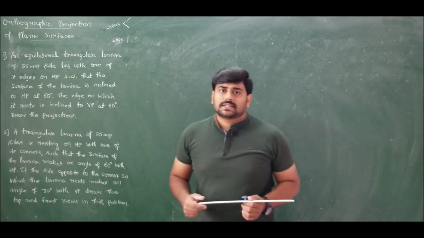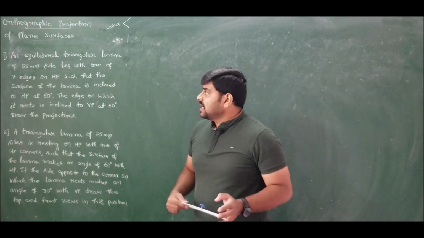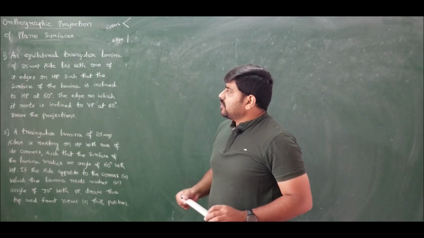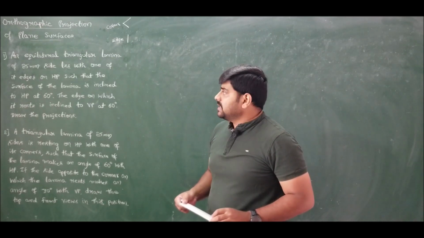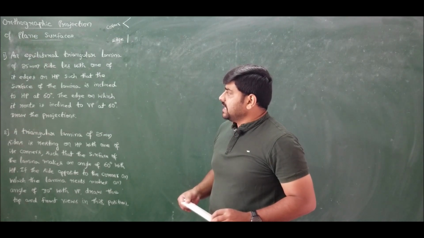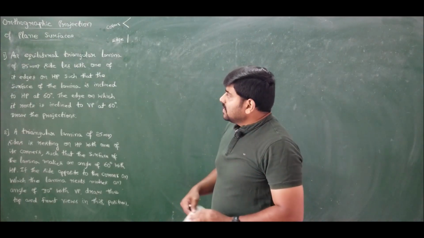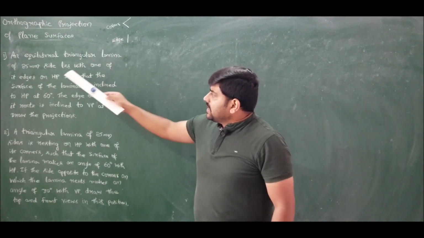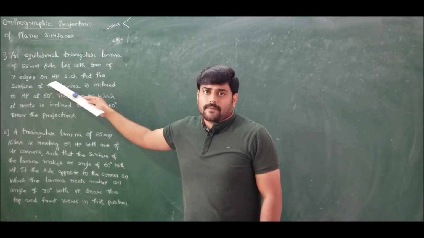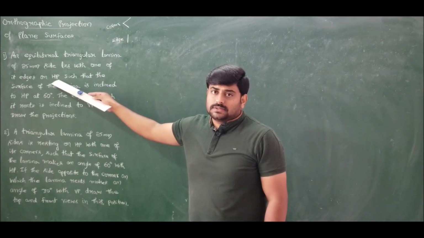The problem number 1 states that an equilateral triangular laminae of 25 mm side lies with one of its edges on horizontal plane such that the surface of the laminae is inclined to HP at 60 degree. The edge on which it rests is inclined to VP at 60 degree. Draw the projections. So we have an equilateral triangular laminae of 25 mm sides lies with one of its edges on HP. So it is resting on HP.